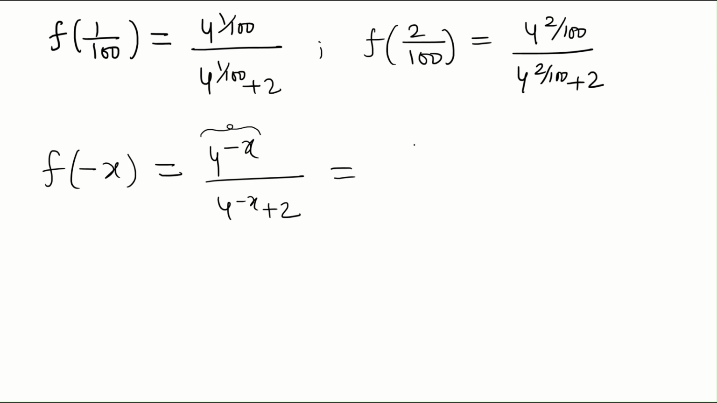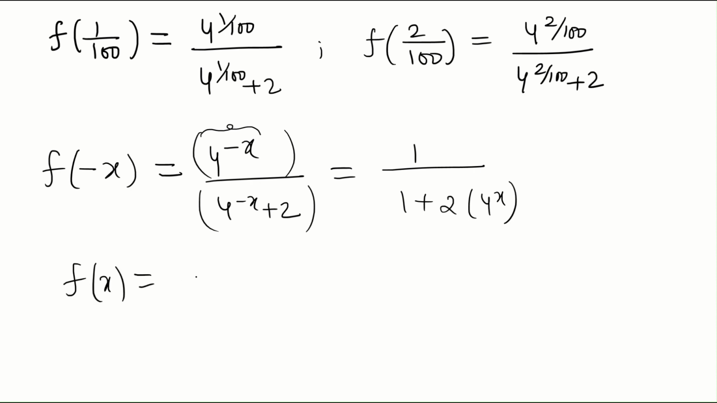So we will get 1 divided by 1 plus twice of 4 raised to the power x, since we are multiplying 4 raised to the power x in both numerator and denominator. Okay, this is again not anywhere close to f of x. f of x was 4 raised to the power x over 4 raised to the power x plus 2. But similarly, you can try a couple more permutations and combinations.